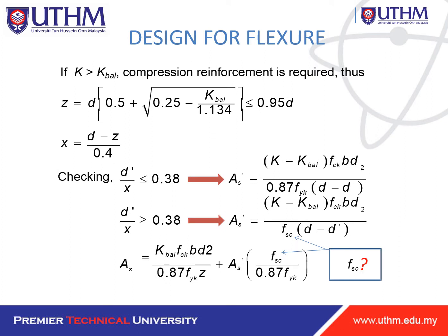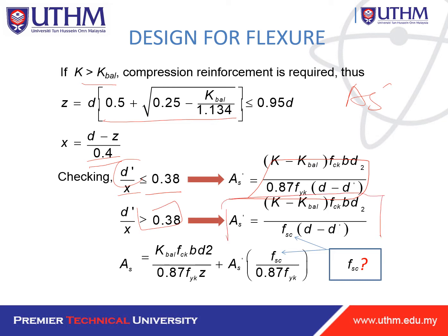So what if the K is greater than K balance? Which means we need the compression reinforcement, so we need the AS prime. The lever arm is using these equations and the X is equal to these equations. So we need to check by using the D prime over X. If it's lesser than 0.38, then we have to use this equation. What if it's greater than 0.38? Then we need to use these equations.